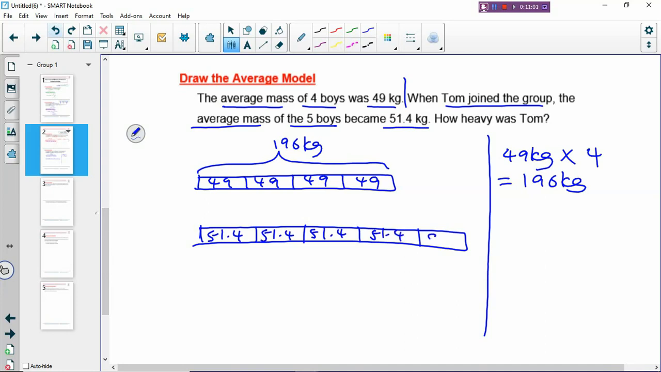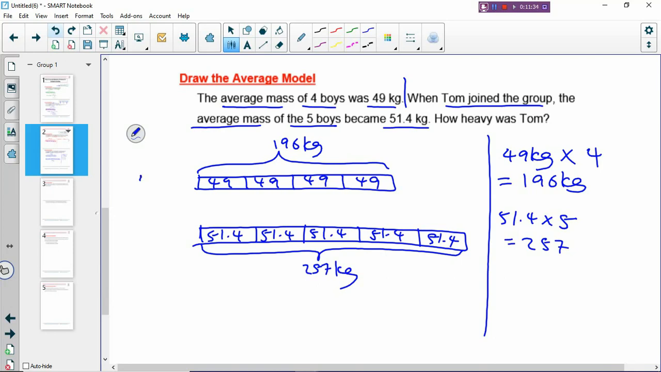When you draw the model, you can see that it's clearer. And then you can find the total mass of the 5 persons. So you take 51.4 times 5, and that will give you the total mass of the 5 boys. So 51.4 times 5, the total mass is 257 kilogram. Okay, let me have a quick check: 51.4 times 5, 257 kilogram.